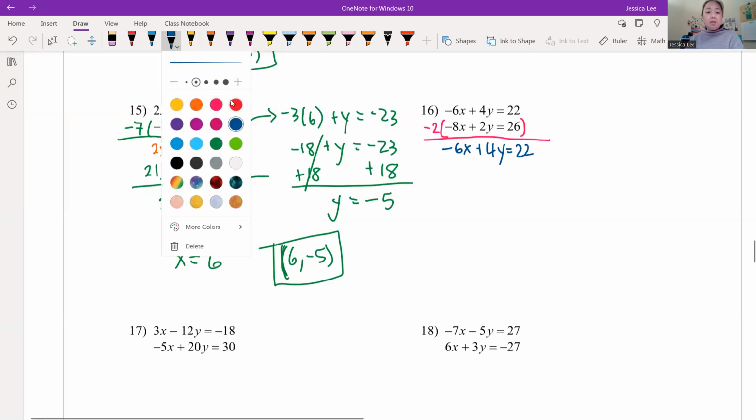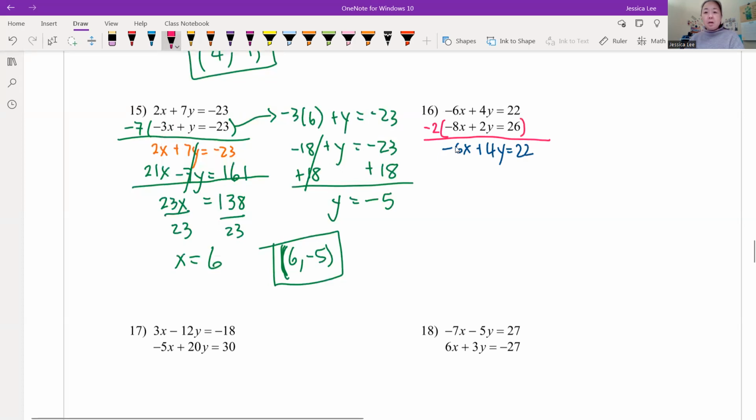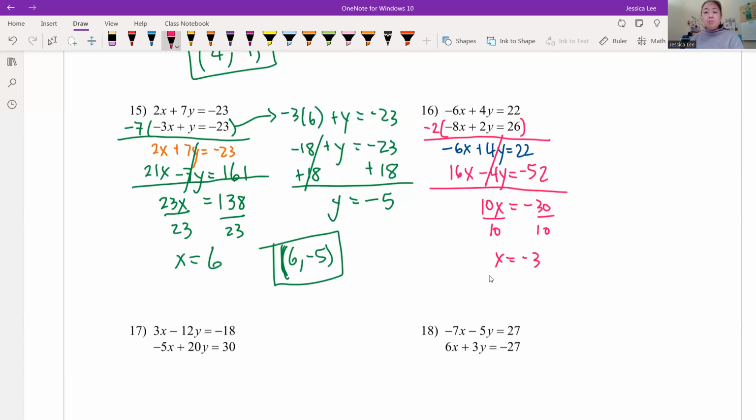And then back to pretty in pink. We got -2 times -8x is going to be positive 16x. -2 times -2y is going to be -4y. Equals -2 times 26 is going to be -52. Cancels out the y's. Woohoo! And we get -6x plus 16x is going to be 10x is equal to -30. Divided by 10, x is equal to -3.